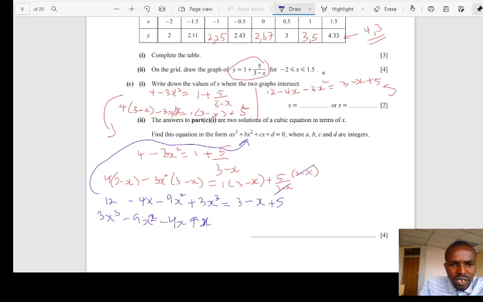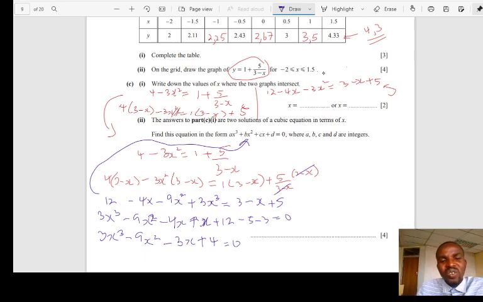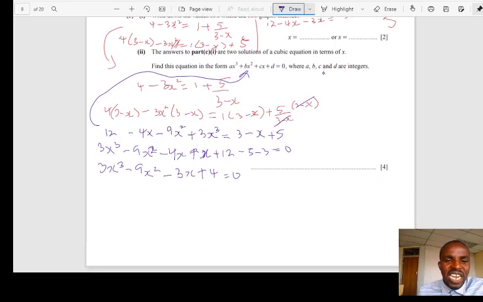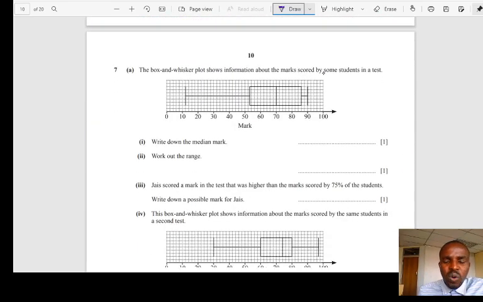Then next, plus 12 minus 5 minus 3 is equal to 0. Then it will be 3x cubed minus 9x squared. Then minus 4x plus x is minus 3x. Then 12 minus 5 minus 3 is 4, because 12 minus 5 is 7, and 7 minus 3 is 4. Is equal to 0. That will be your final answer. So to find the coordinates of the intersection of the two graphs given their equations, you just equate their equations.